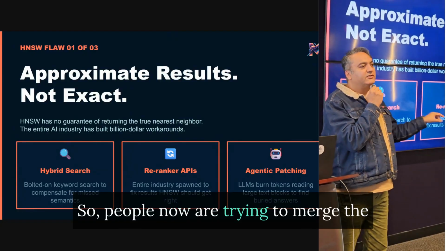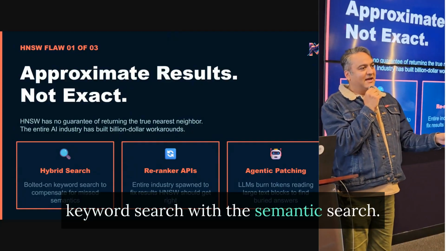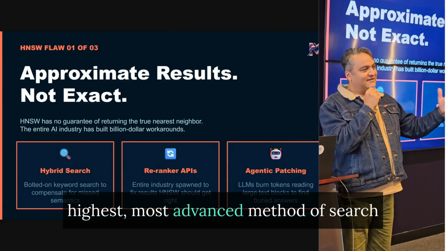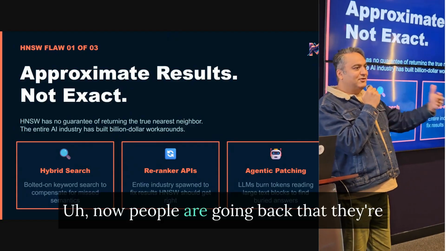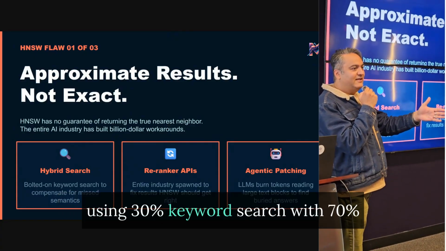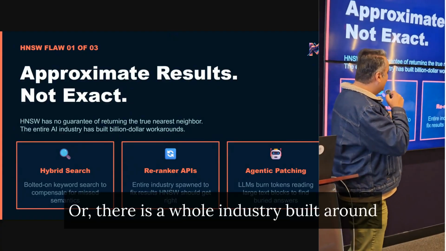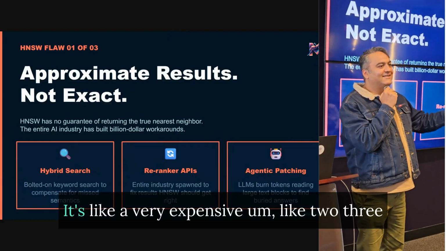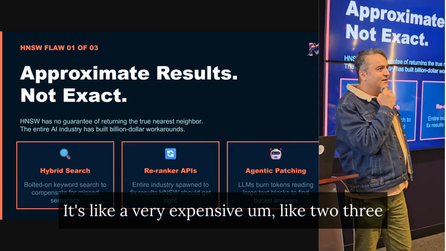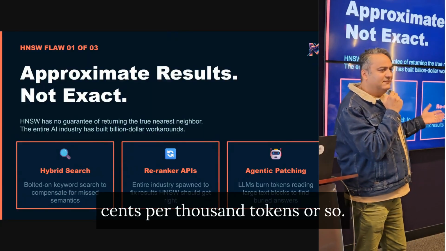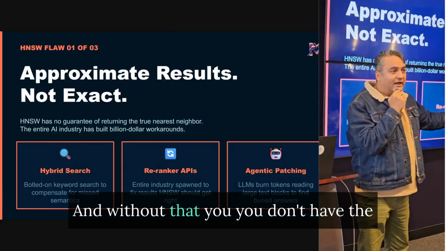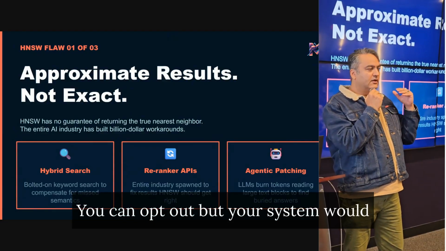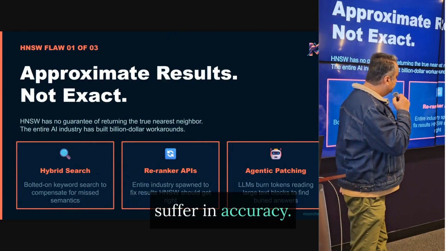So people now are trying to merge the keyword search with the semantic search. Now, semantic search is supposed to be the most advanced method of search. Now people are going back. They're using 30% keyword search with 70% semantic. Or there is the whole industry built around re-rankers. It's very expensive, like 2-3 cents per 1,000 tokens or so. And without that, you don't have production quality. You can opt out, but your system would suffer in accuracy.